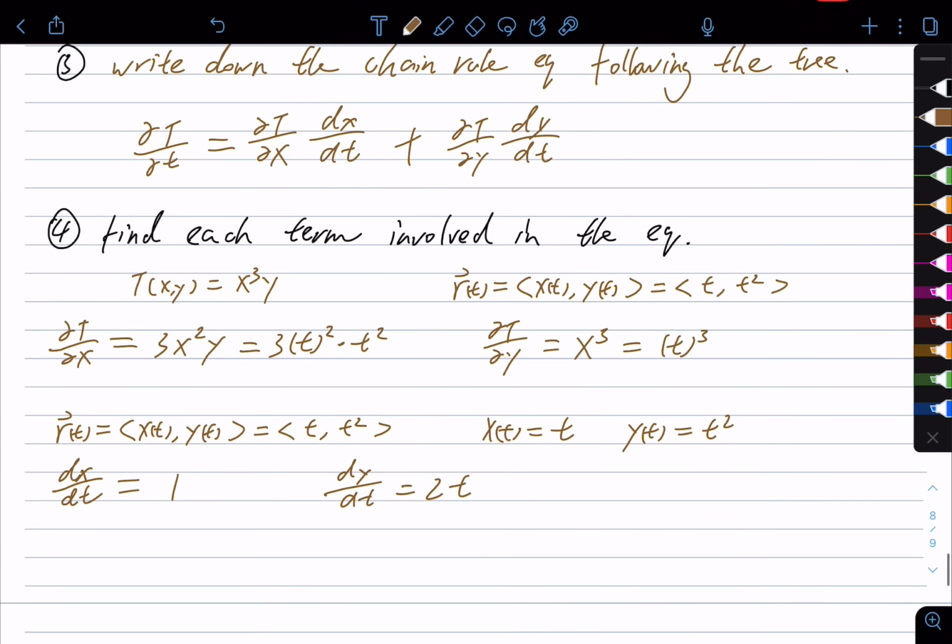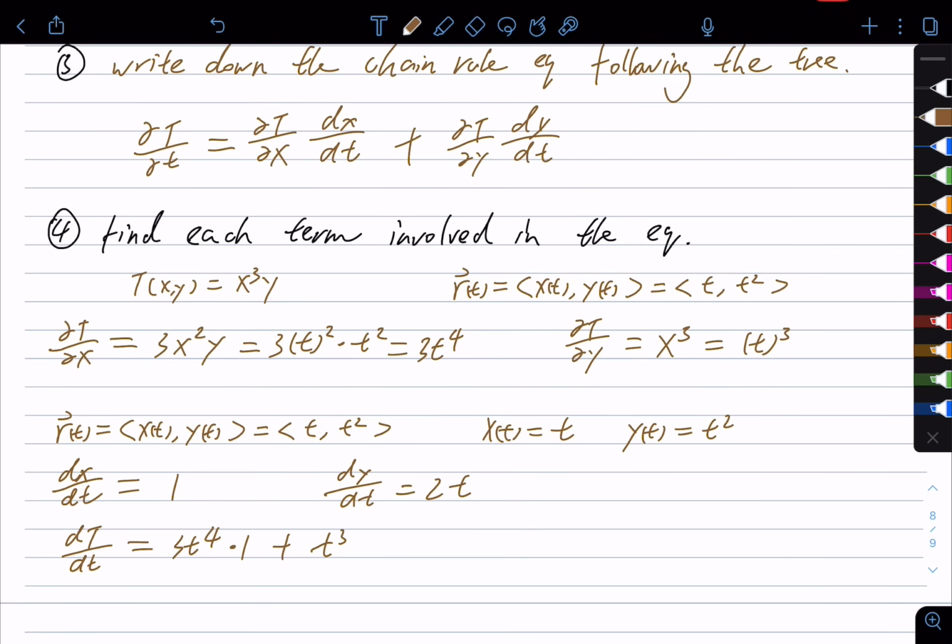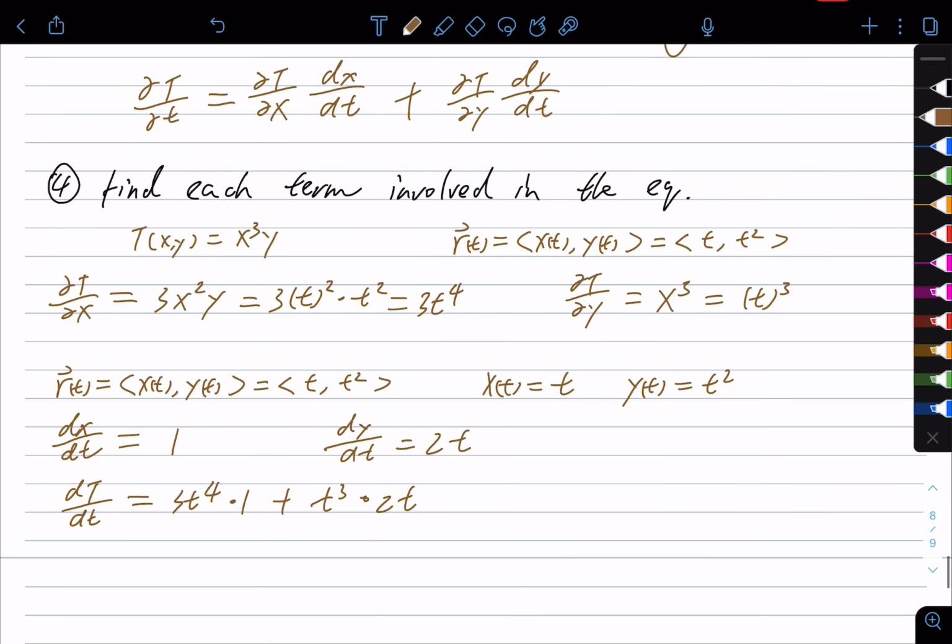Therefore, the derivative is just gonna be, let me simplify this a little bit further. That's gonna be 3t to the fourth. Right, so in this case, for partial f, partial x, that's gonna be 3t to the fourth times 1, plus t cubed, that originated from the partial f, partial y, and then we're gonna multiply this with dy dt, which is right here, and that is gonna be 2t. This will give us 5t to the fourth.